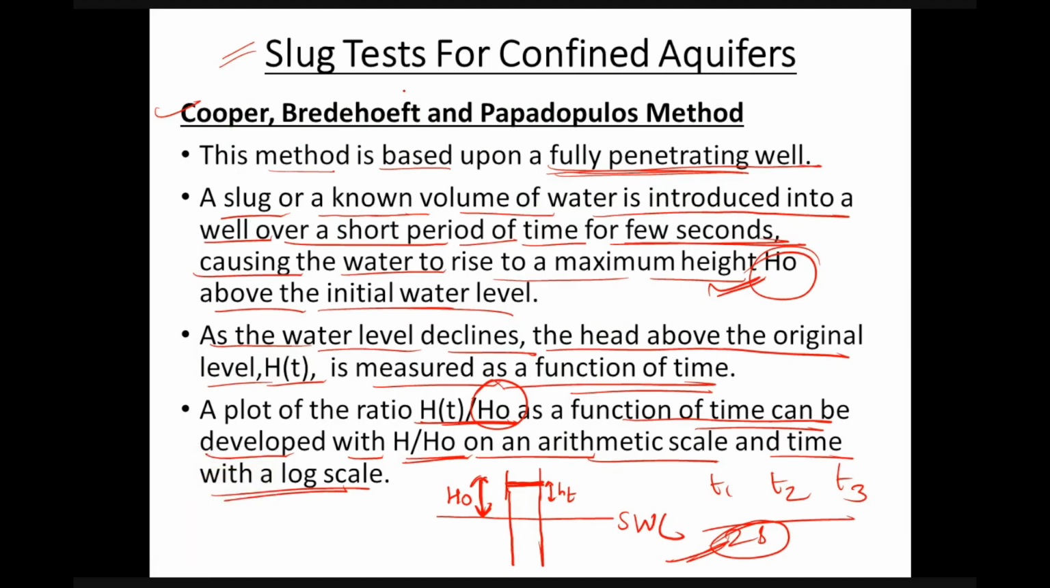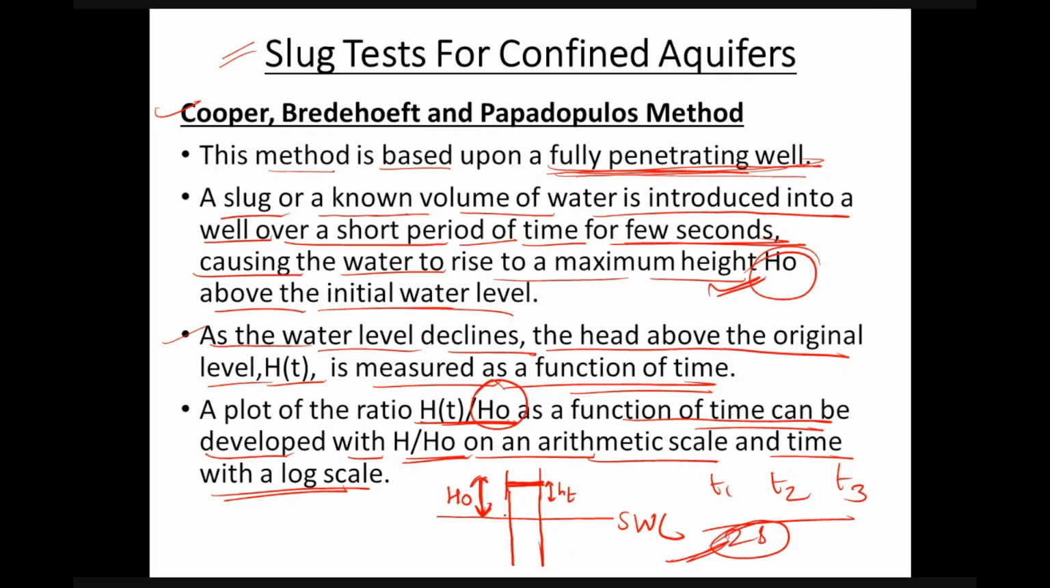So this is the Cooper, Bredehoeft, and Papadopulos method. This method is based upon a fully penetrating well. So this is the case that they have given, that is, we have case number 5 and case number 6, where we have a confined aquifer and a fully penetrating well. So a slug, or a known volume of water, we either insert a slug or a known volume of water, it is introduced into a well over a short period of time, for a few seconds, causing the water to rise to a maximum height h naught above the initial water level. As the water level declines, the head above the original level is measured.